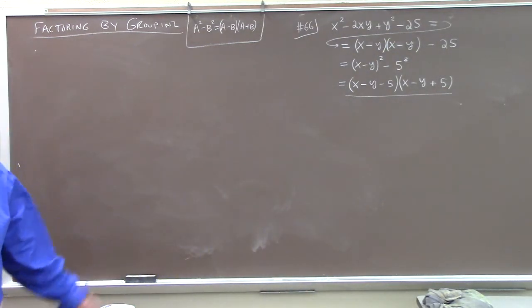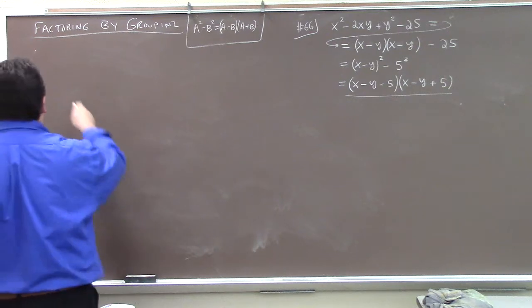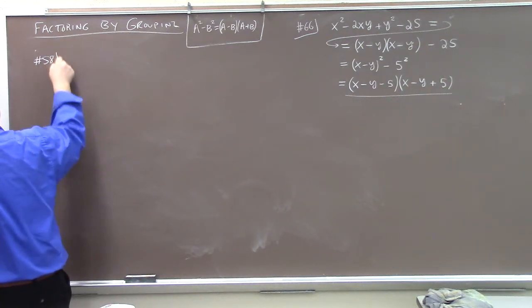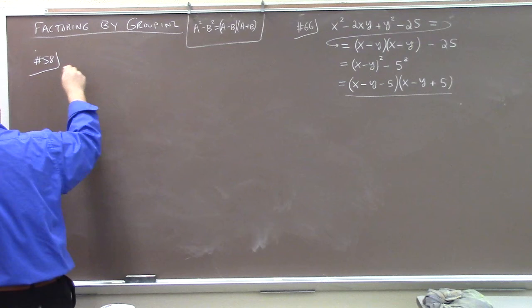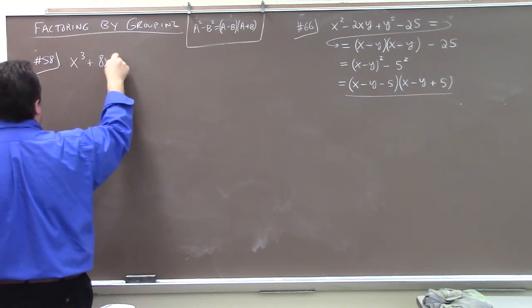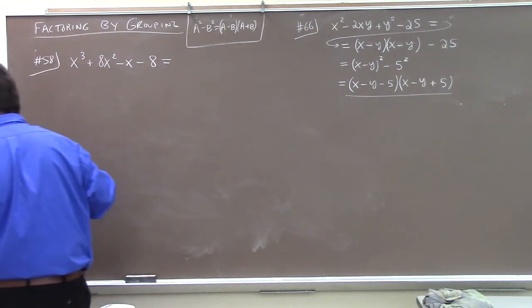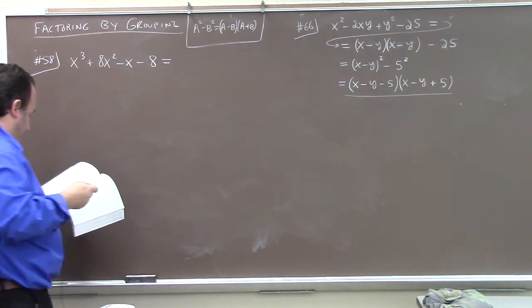Let's see if I can find another one to work here. I'd really like another one like 57. Oh, 58's kind of similar. I'll work 58. Number 58, we've got x cubed plus 8x squared minus x minus 8. And it tells us factor.